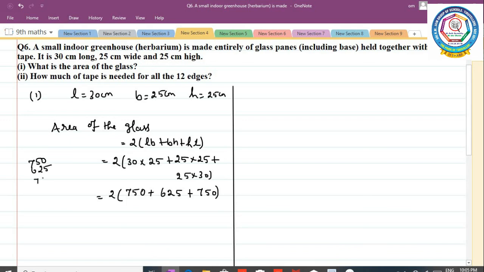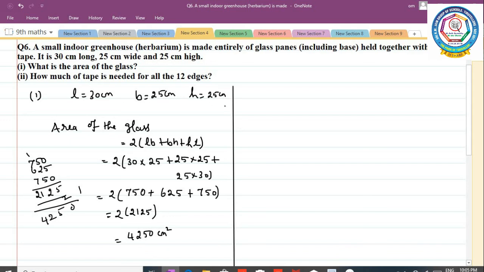625 then 750. So here 5, then 2, remaining 1, 7 and 1 is 8, 2 and 2 is 4, 1. So 2 into 2125. We have to multiply by 2: 5 twos are 10, remaining 1, 2 twos are 4, 4 plus 1 is 5, 1 two is 2. That is equal to 4250 centimeter square area required.